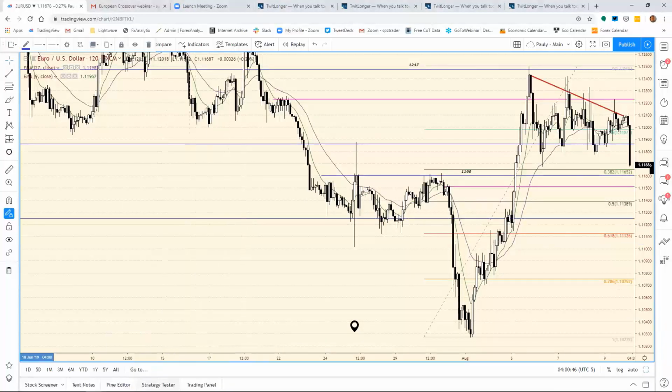Oh, okay. Wrong screen on that. No, we had 1.1160 in the last Friday's bias chart.